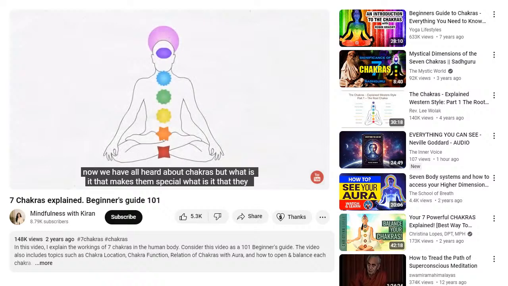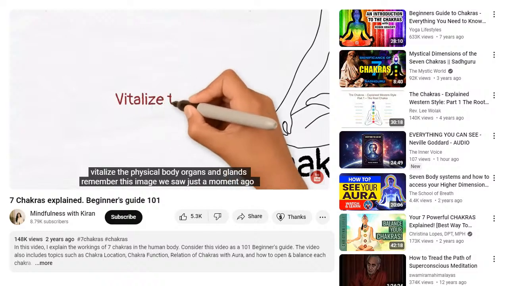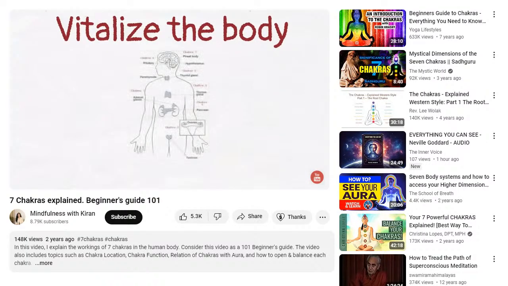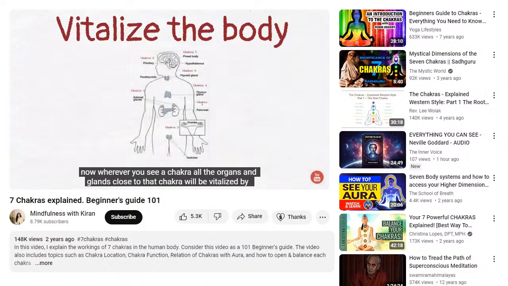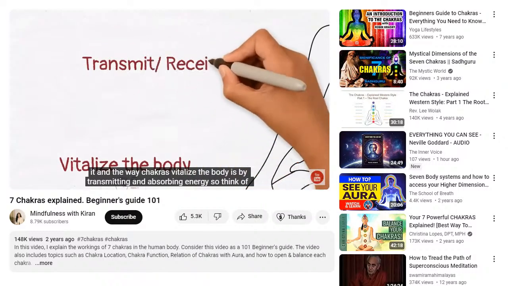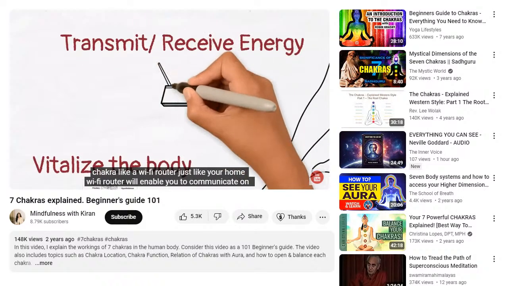Now, we have all heard about chakras, but what is it that makes them special? What is it that they do? Now, chakras perform a number of functions in the human body. First and foremost, they vitalize the physical body, organs and glands. Remember this image we saw just a moment ago? Now, wherever you see a chakra, all the organs and glands close to that chakra will be vitalized by it. And the way chakras vitalize the body is by transmitting and absorbing energy. So think of chakra like a Wi-Fi router.